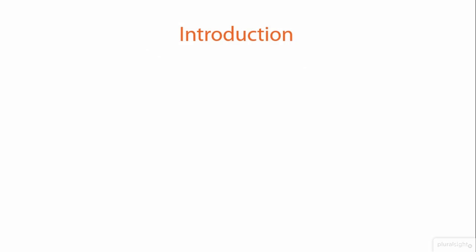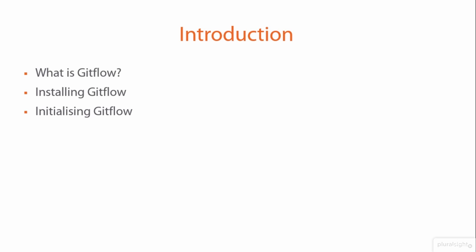So in this chapter, we'll take a look at Git Flow and at what Git Flow actually is. We'll install Git Flow, and we'll see what we need to do to install it on different platforms. We also need to initialize Git Flow. So before we first use it, after setting up our Git repository, we have to ready that Git repository to use Git Flow, and we'll see how we do that.